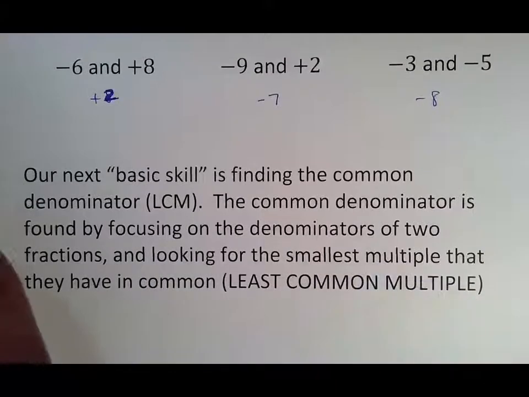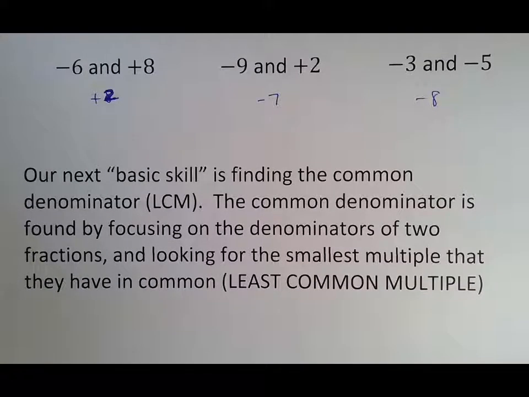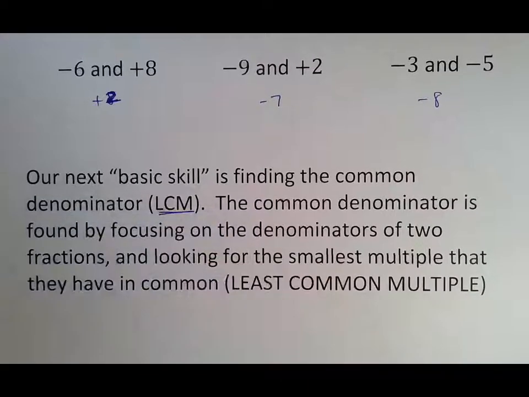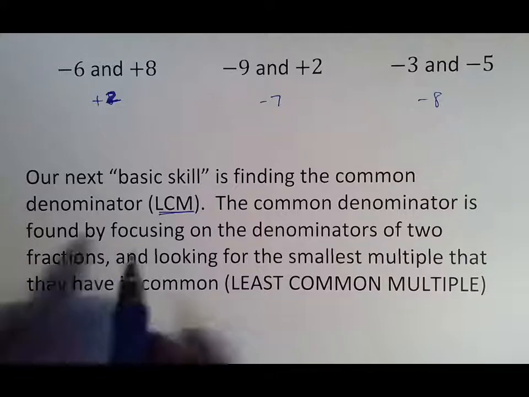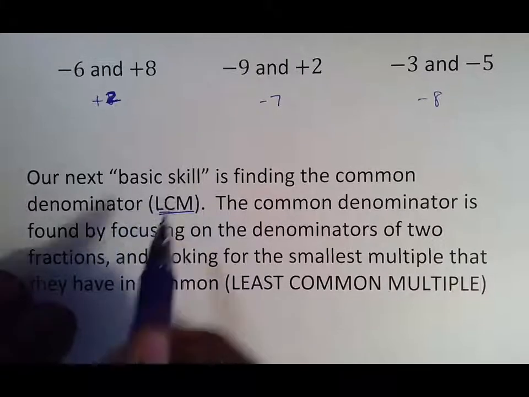To save time, we stopped on our basic skills in the last lesson, so our next basic skill is what we call finding the common denominator. And it does say common denominator, but you want the least common multiple is what that means. The common denominator is found by focusing on the denominators of the two fractions and looking for the smallest multiple that they have in common, the smallest common multiple.